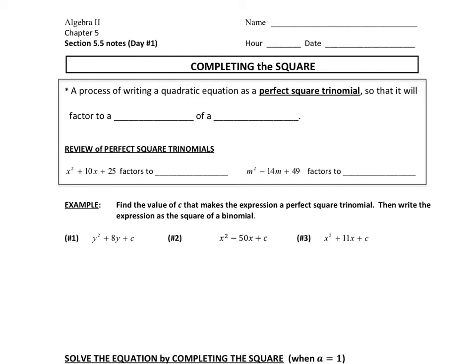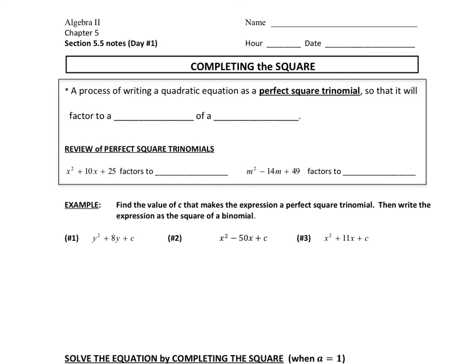All right, we're going to move on to section 5.5. We break this into 2 days. We have 5.5 day 1, and then tomorrow we'll cover 5.5 day 2. This is kind of an extension on something we already covered in factoring. It's called completing the square.